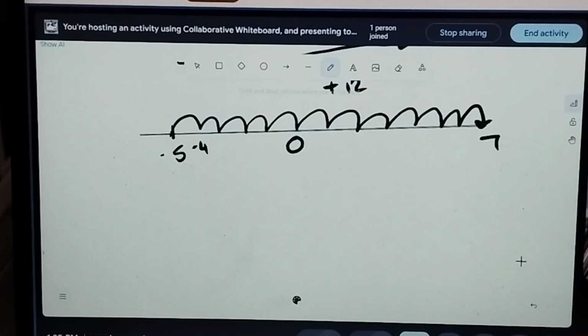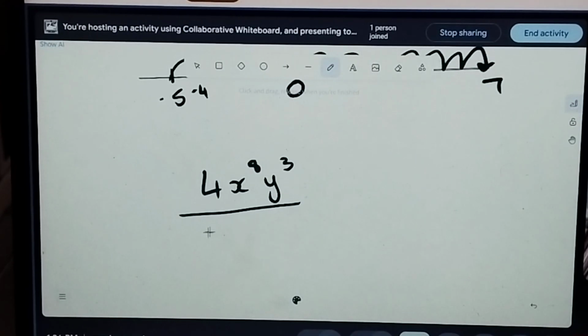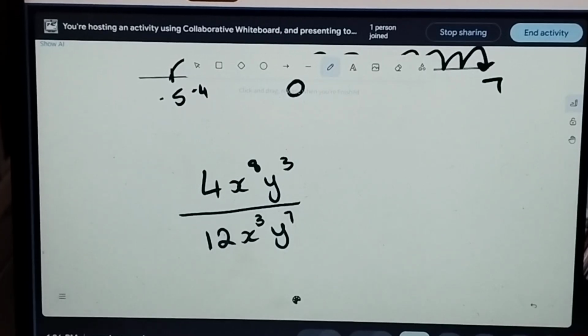With algebra, sometimes they're going to also give you dividing, but they'll do it in the form of a fraction. So they'll do something like 4x to the power 8, y to the power 3 over 12x to the 3, y to the 7, maybe. They'll do something like that. Yeah, these are the ones I've struggled with.